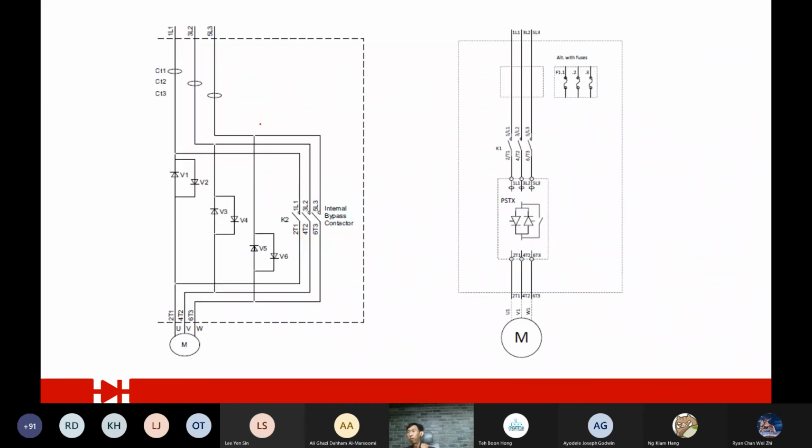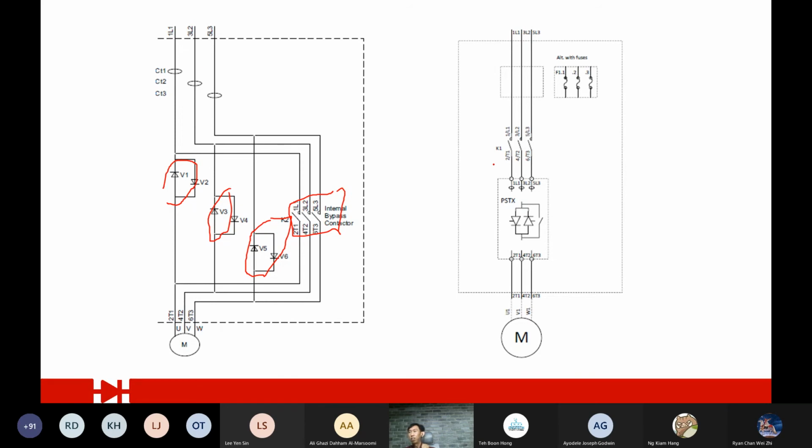You see, this is from the manual itself. You can see the three-phase come in. You can see these are the thyristors, one set for all three phases. And of course, they always have a bypass switch. If things don't work out, you bypass. Straight away it becomes direct online. Direct online means that with this bypass switch, you straight away connect to three-phase without any control.